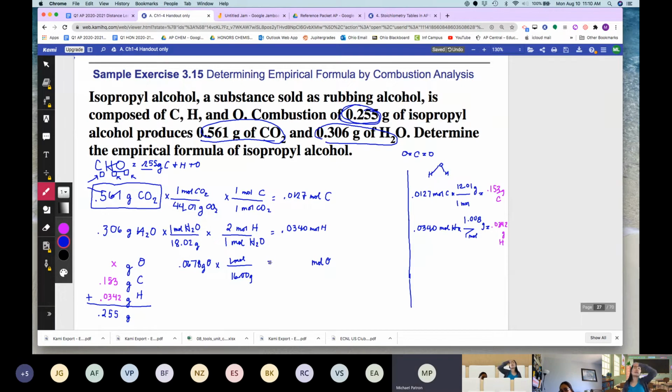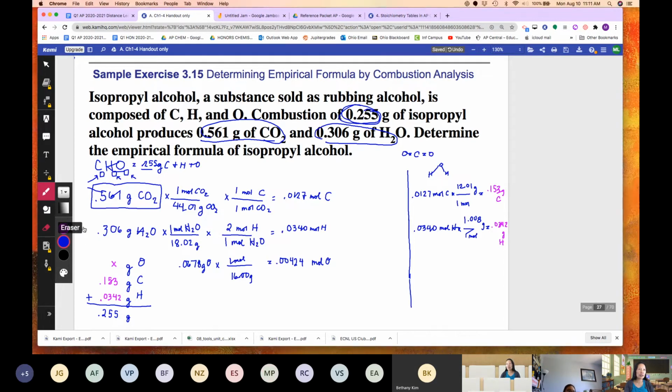Okay, what is this? 0.0042 moles of O. Okay, don't truncate it too soon or round too soon, because you have 3 sig figs. I would put 0.0424. Okay, now you're almost there, but these ratios need to be in whole numbers, right? So what do we do? Divide by the smallest mole. Yep. Divide by the smallest mole.